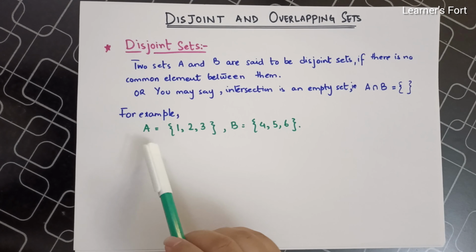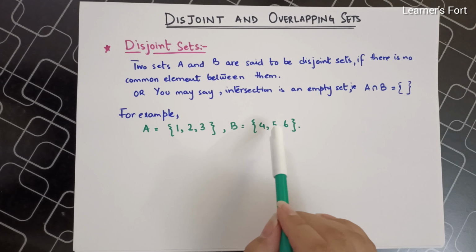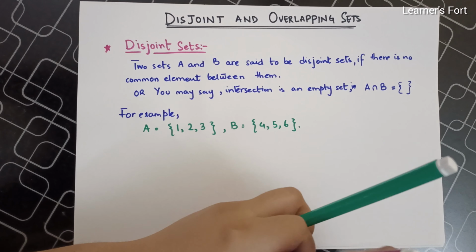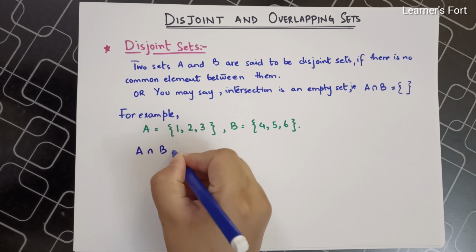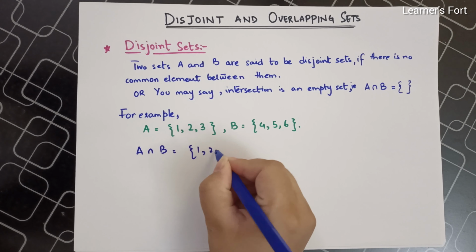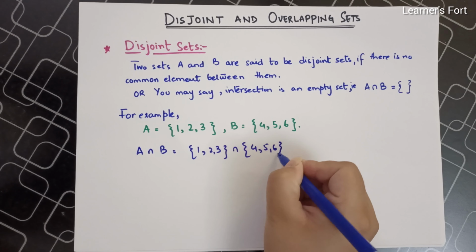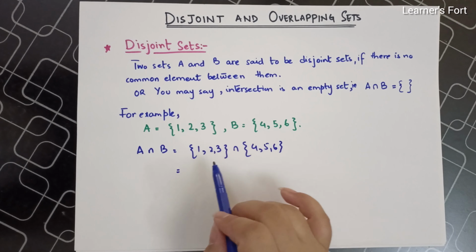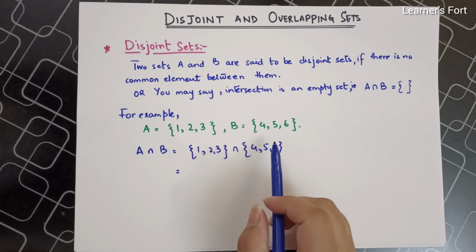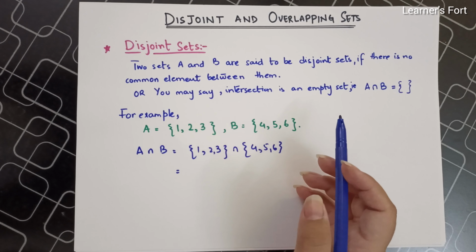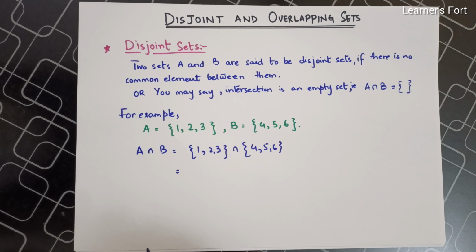So let's take two sets A and B. A is equal to {1, 2, 3}, and B is equal to {4, 5, 6}. Now, if you take the intersection between these two sets, {1, 2, 3} intersection {4, 5, 6}, you will see that there is no common element between them, because intersection means that there must be a common element between them, otherwise both sets will be disjoint sets, right? So here you can see there's no common element between these two sets.